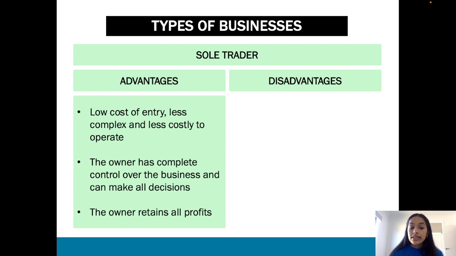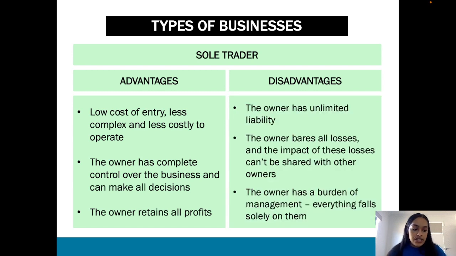The owner has complete control over the business and can make all decisions. Since it only has one owner, they can make decisions based on the vision they have for the business, and so they have a lot of power and autonomy in that sense that they can make decisions as they see fit. And then ultimately, they're able to keep all the profit.